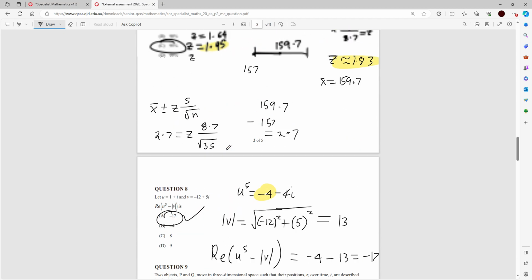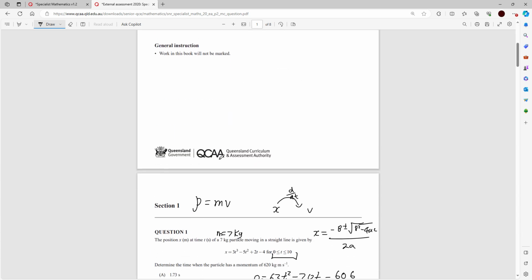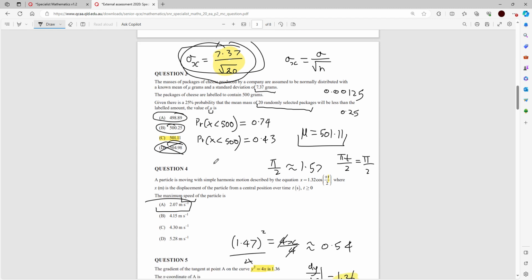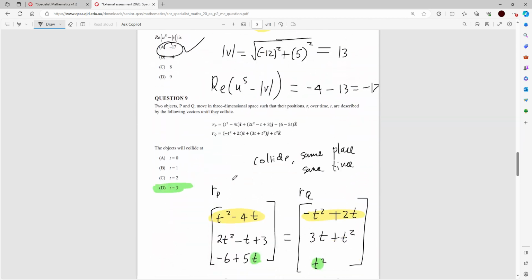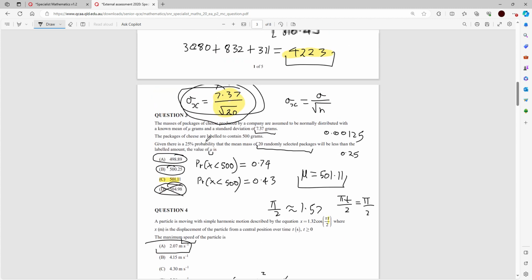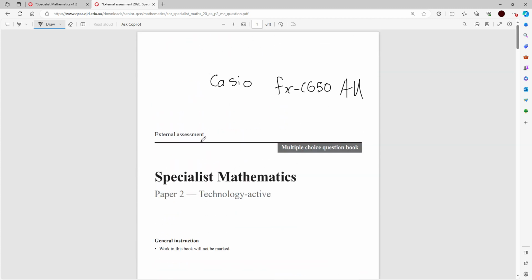Well, Paper 2, multiple choice. So ideally, you want to do this as quickly as possible. The reason why this video is so long is because I was explaining every step. If I was taking the test, I wouldn't be explaining it. I'd just be shoving it in my calculator and solving it straight away. But try and get this done because each question is only worth 1 mark, and you want to get onto the short response because that's a lot heftier and has more marks in it. But anyway, that's Specialist Math, Paper 2, Tech Active, Multiple Choice done.